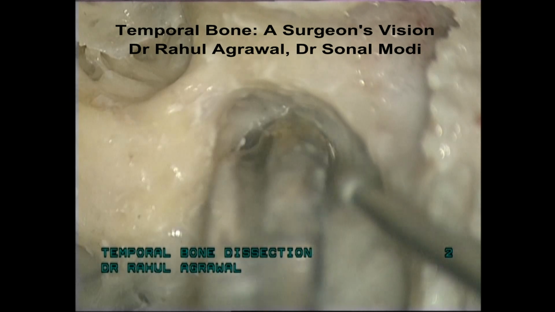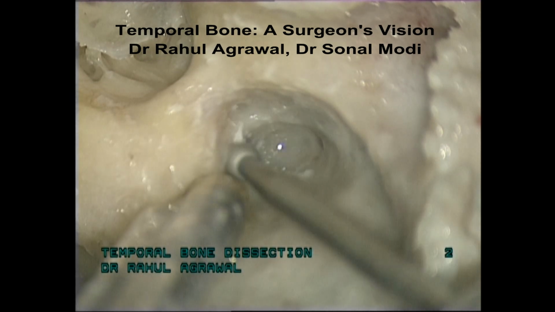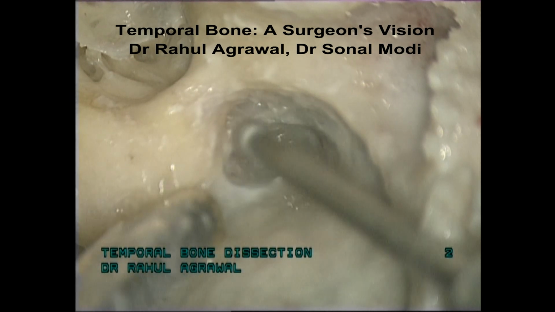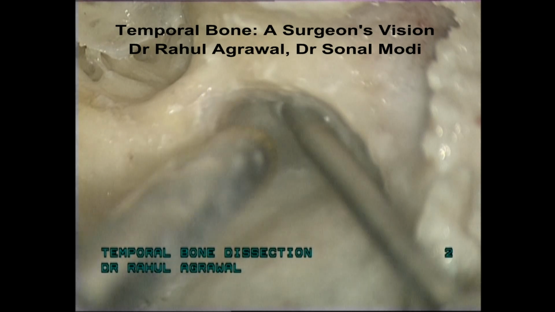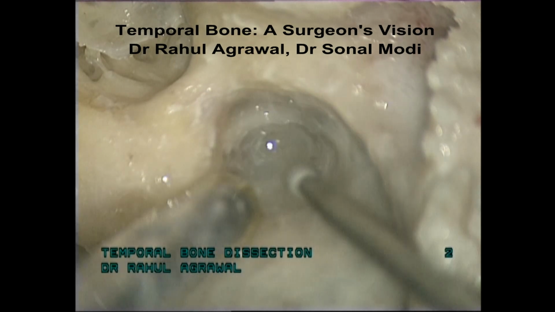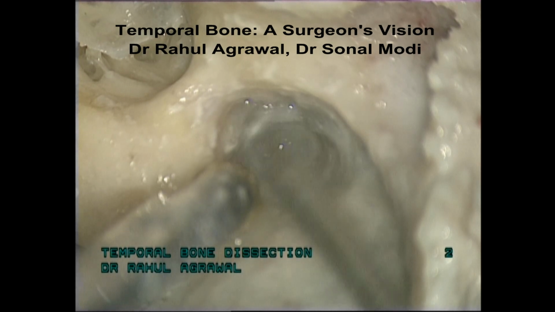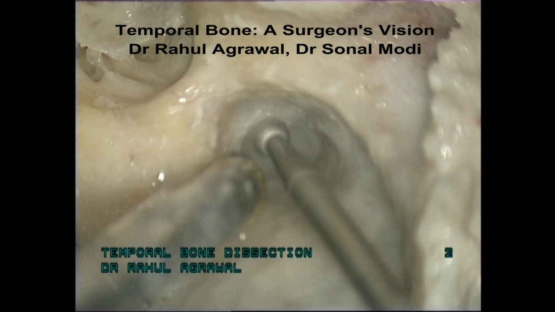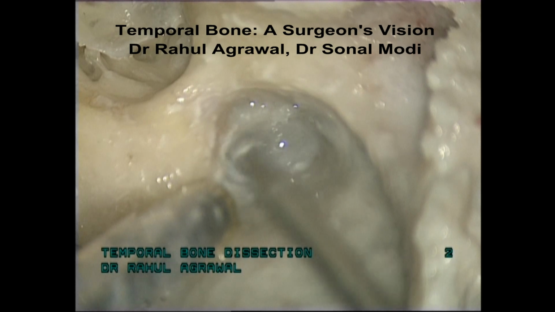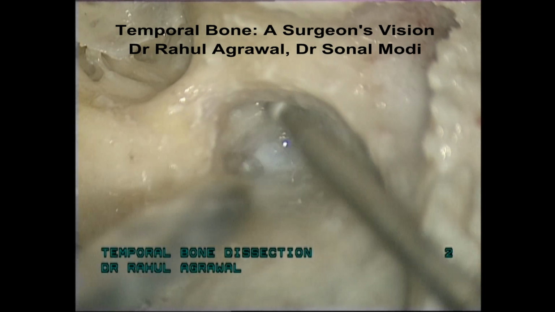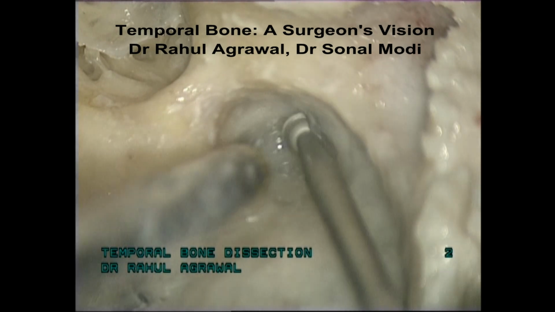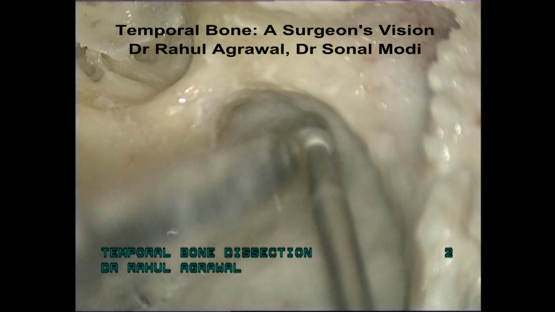Now we are drilling in the retrofacial area, that is the undersurface of the vertical segment of the fallopian canal. Be careful in this area, as the bone over the jugular bulb is very thin and can easily be damaged even in live surgery.